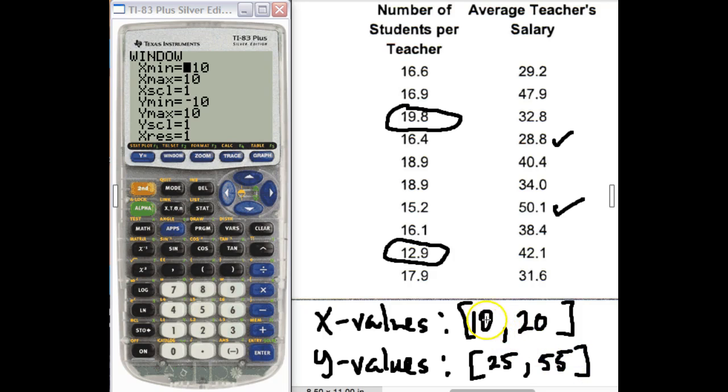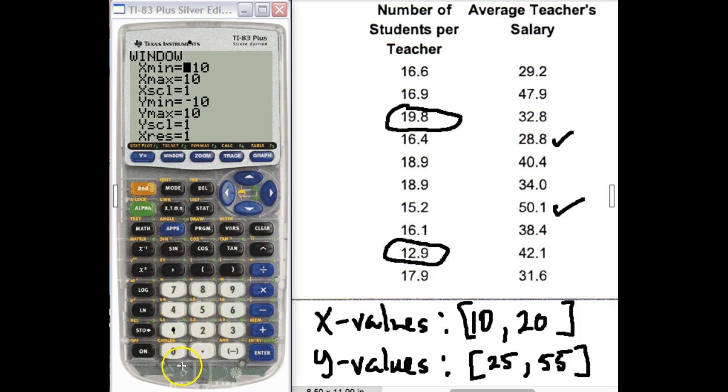And so that tells us what we need to put here in our window. Instead of having the standard window of -10 and 10 for the x min and x max, and y min and y max, we want to go ahead and change it to these values. So we'll come over here and do that now.